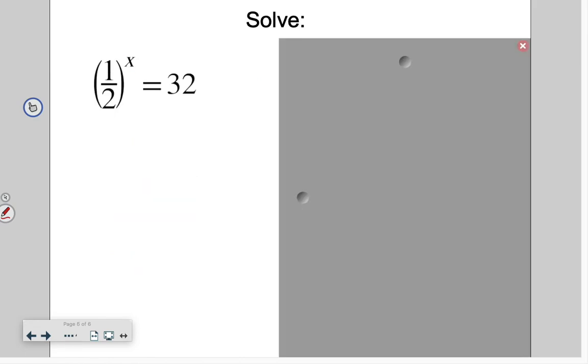Some solving problems. A couple of solving exponential equations without a calculator. A couple of solving logarithmic ones without a calculator. And we'll go through, like I said, 2 problems, and then I'll give you the reviews and give you some practice time and question time.